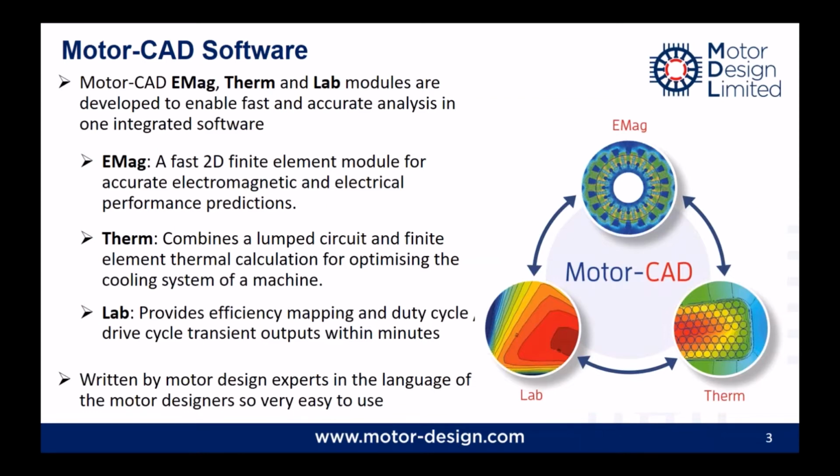The lab module is used to calculate the performance of electric machines over their full operating range. This allows you to do things like efficiency maps, torque speed curves, continuous thermal envelopes, and duty cycles. The Motor-CAD software is designed and developed by a team of electric machine experts, and the tool is very well suited to the needs and requirements of electric motor designers in industry.